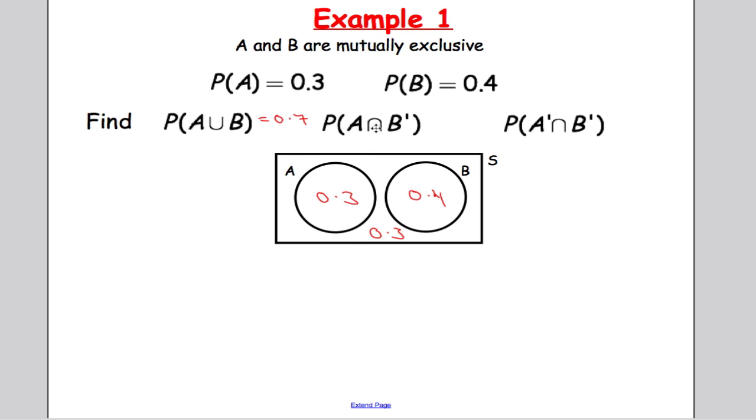What about A intersection B complement? So A intersection B complement is everything that's in A that is not in B. Well, it's quite obvious that it must be 0.3. The probability of A intersection B complement when we're dealing with mutually exclusive events is simply just going to be the probability of A. And if I want the probability of A complement intersection B complement, that's just everything outside the two circular regions. That must be 0.3. Okay, fairly straightforward example there.